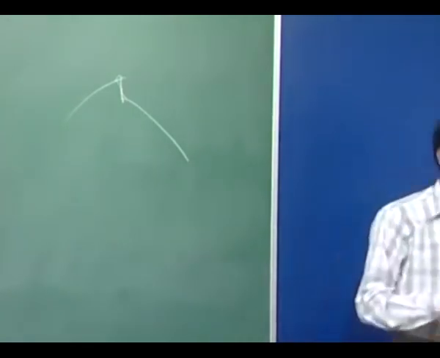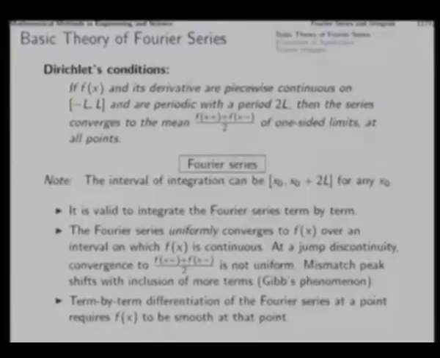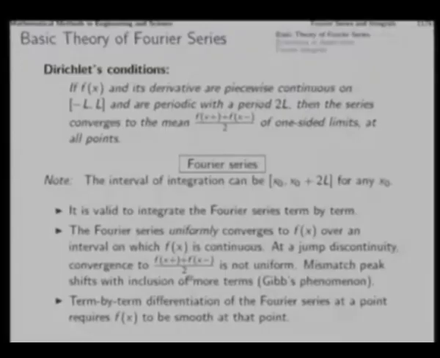Okay. So, this is very interesting, because the more and more terms you include in the series, the mismatch peak shifts a little bit. Okay. This is called the Gibbs phenomenon. So, at the location of, or in the immediate vicinity of, the jump discontinuity, the value of the Fourier series estimate may be unreliable.